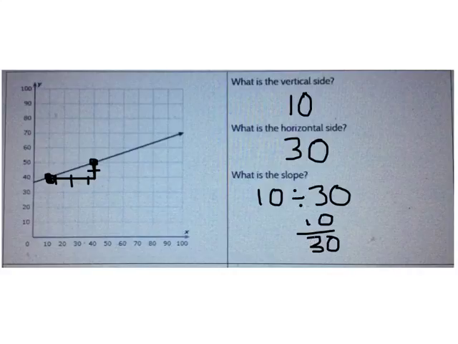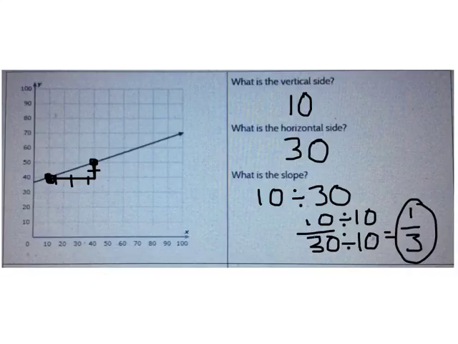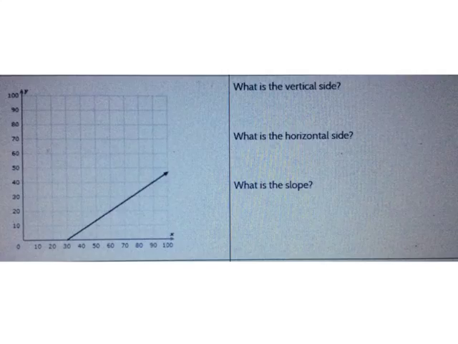I can simplify that fraction. What's the greatest number that goes into 10 and 30? It's 10. When I simplify the fraction, what is my new fraction? What is the slope of this line? It's 1/3. The vertical side divided by the horizontal side. We'll do one more together and then you can try another one on your own.